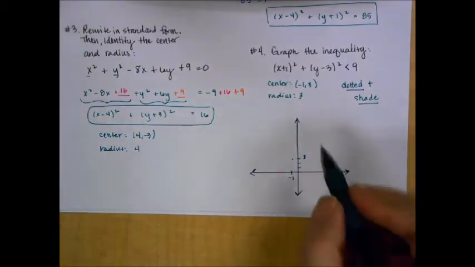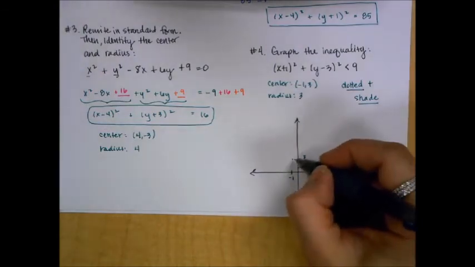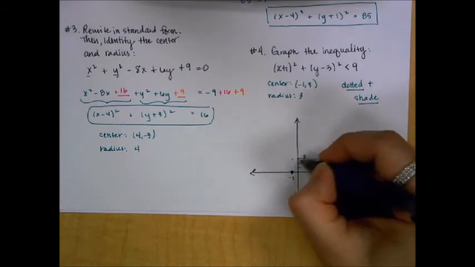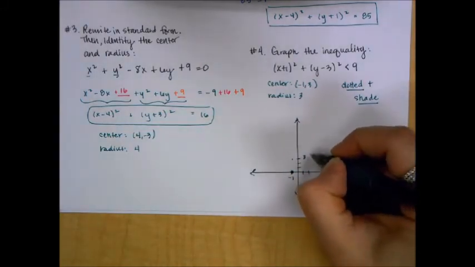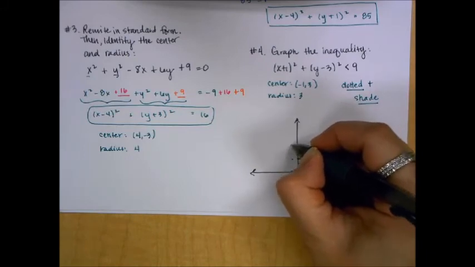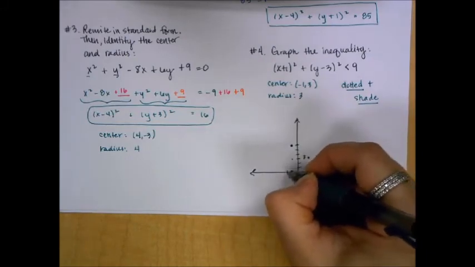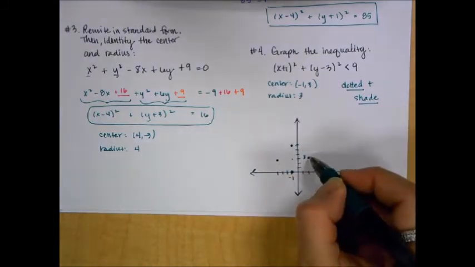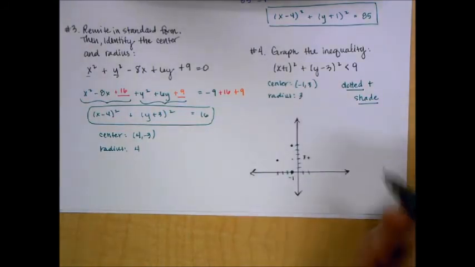So 3 units down, that's going to be a point on the circle. 3 units to the right, 3 units up, and 3 to the left. So we have what we would connect with the circle, except it's a dotted circle.